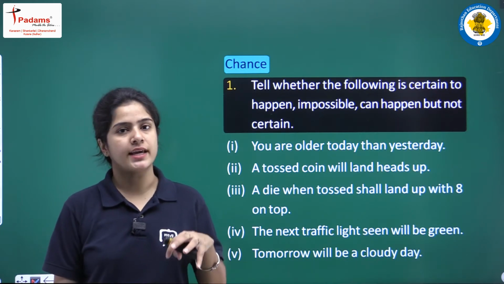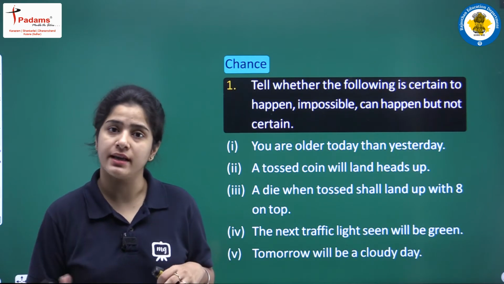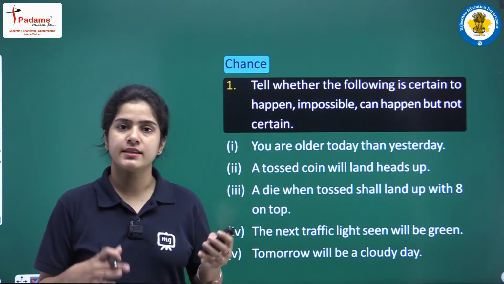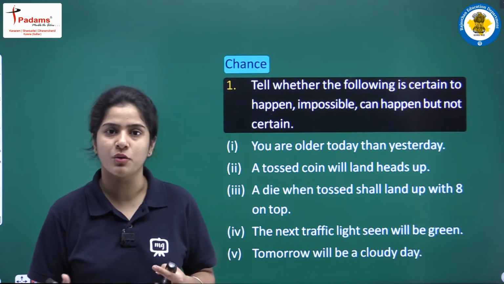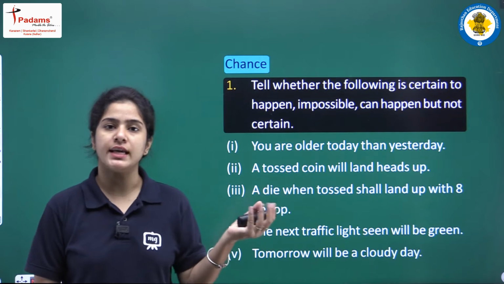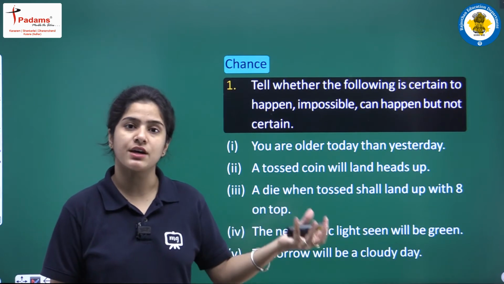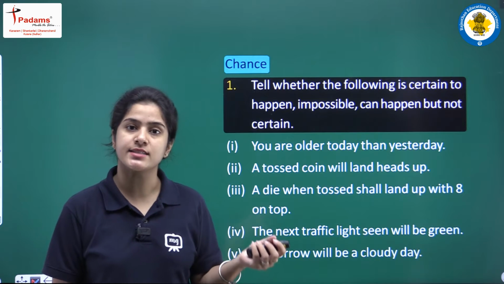Suppose today is Sunday, then what is the chance that tomorrow is Monday? It is sure that tomorrow will be Monday because today is Sunday. Alright students? For example, the sun is rising from the east. What is the chance of the sun rising from the east? It is 100% sure. This thing is certain to happen.